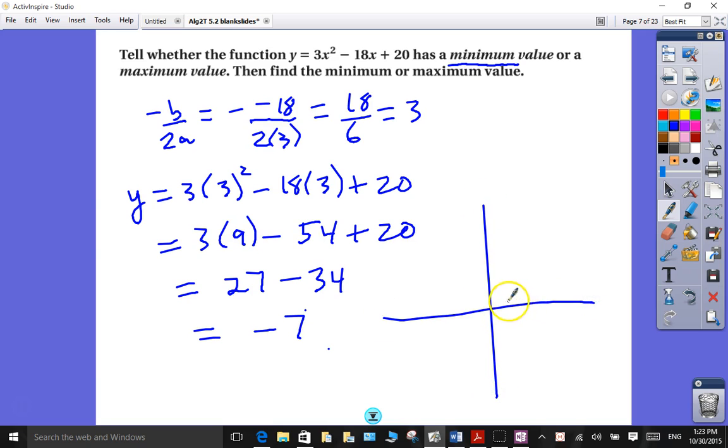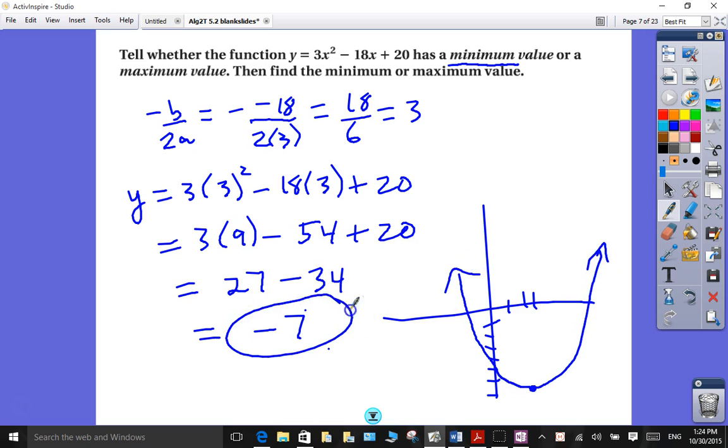So it's at 3, 1, 2, 3, 1, 2, 3, 4, 5, 6, 7. There's the minimum, and it opens up. So that is the minimum. Now, if you were asked, where does the minimum occur, you would say at x equals 3. If they ask you for what is the minimum point, you would say (3, negative 7). Be careful the way they ask it.